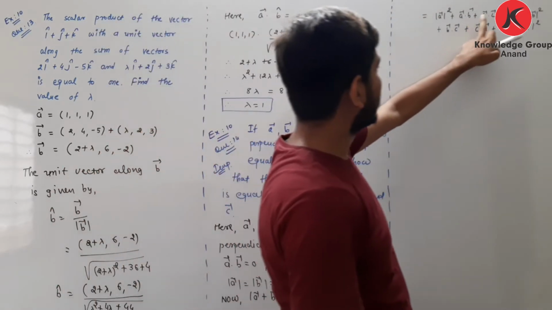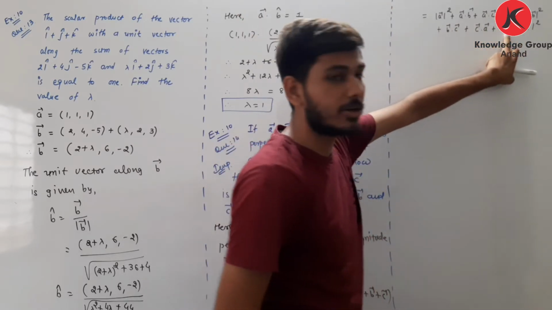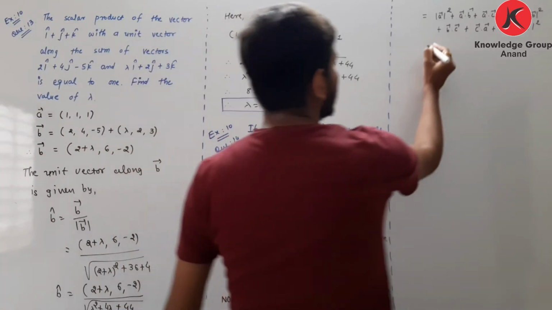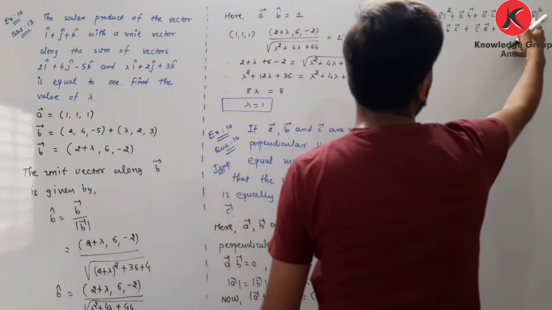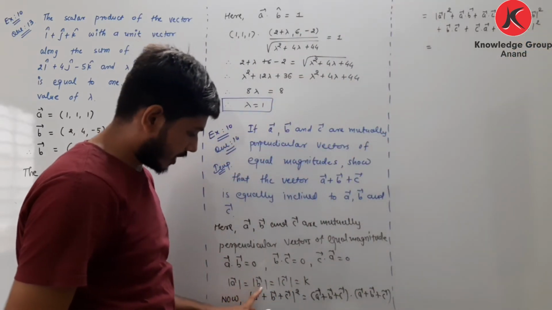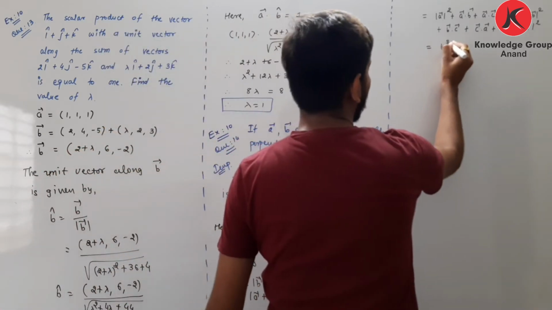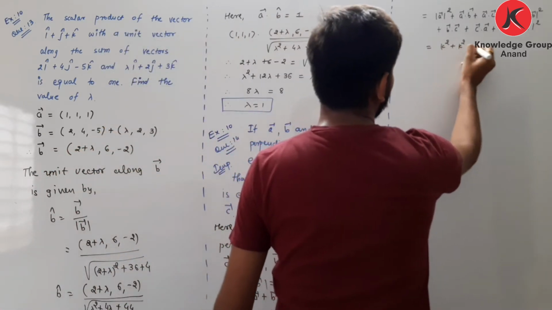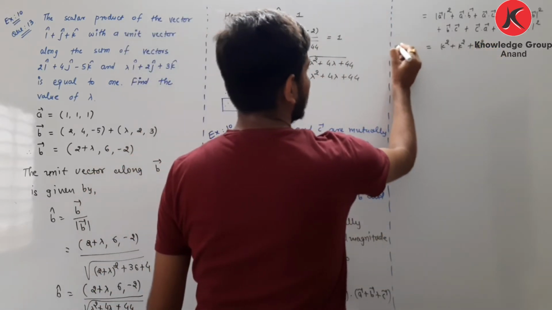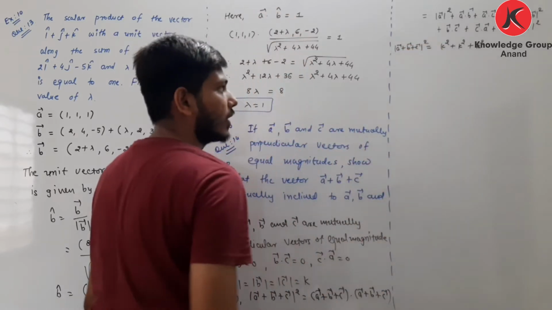Now see here, A bar dot B bar, A bar dot C bar, B bar dot A bar, B bar dot C bar, C bar dot A bar and C bar dot B bar are all 0 here. Therefore, we can write magnitude of A square plus magnitude of B square plus magnitude of C square, which equals K square. Therefore, we can write K square plus K square plus K square here. This is our magnitude of vector A bar plus B bar plus C bar whole square.